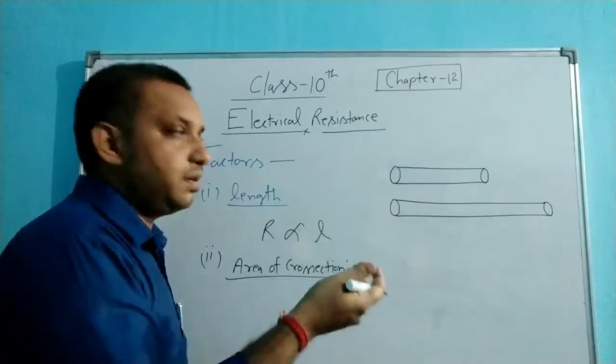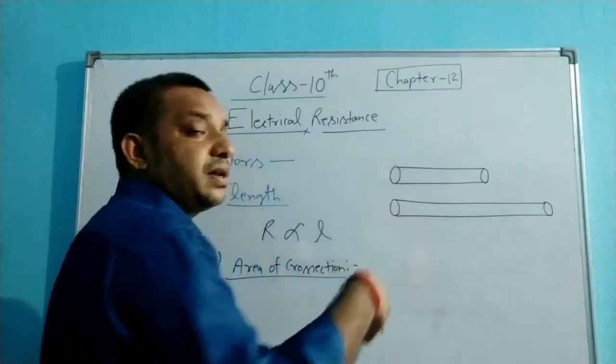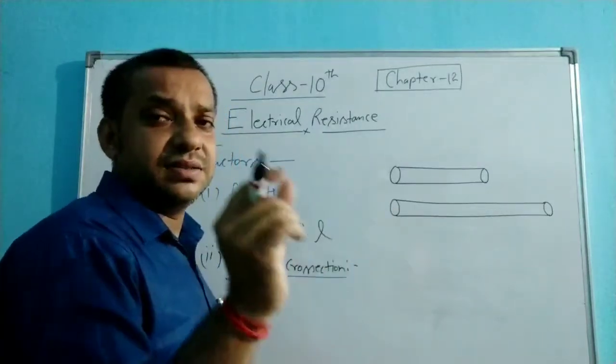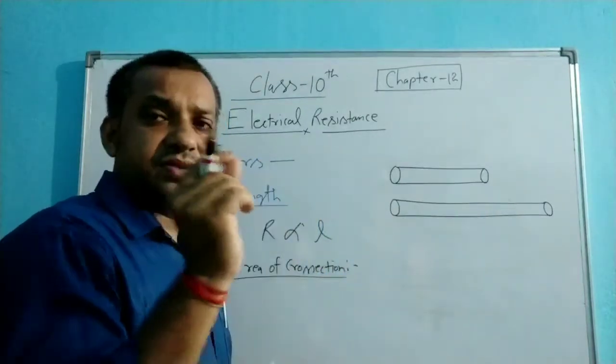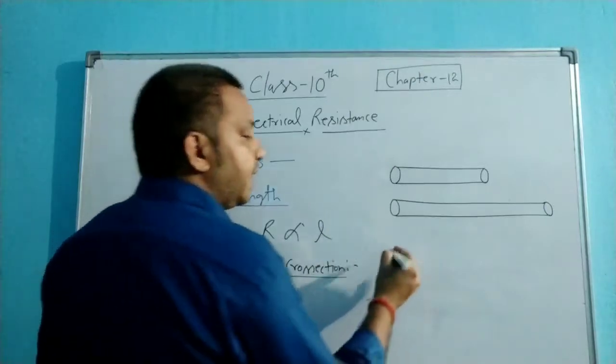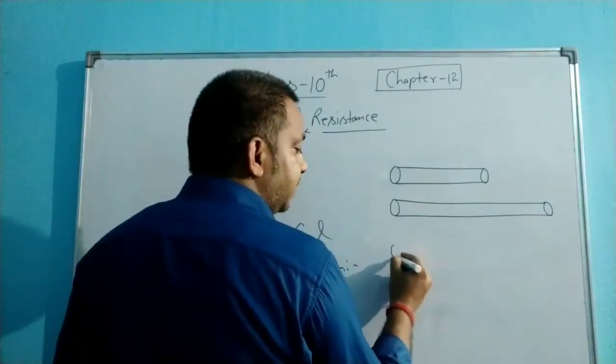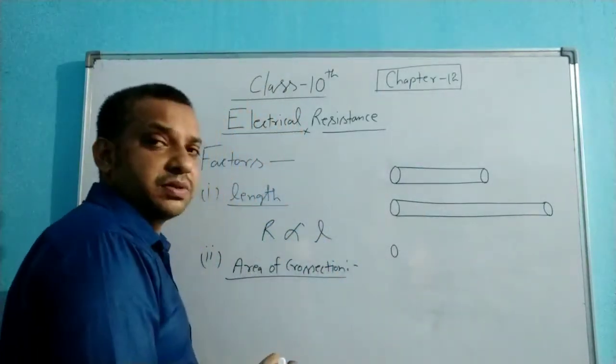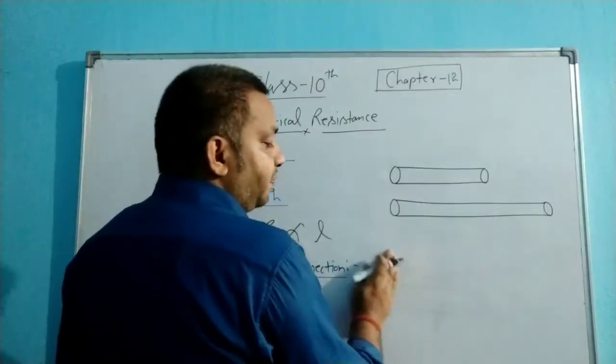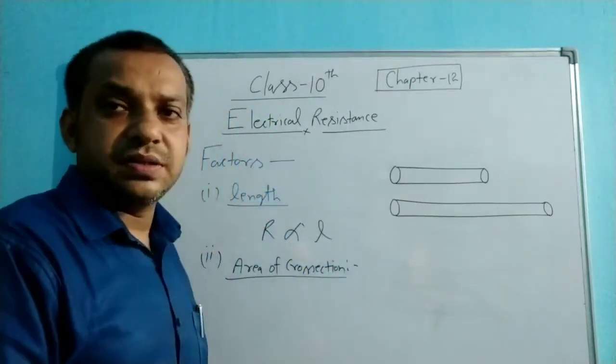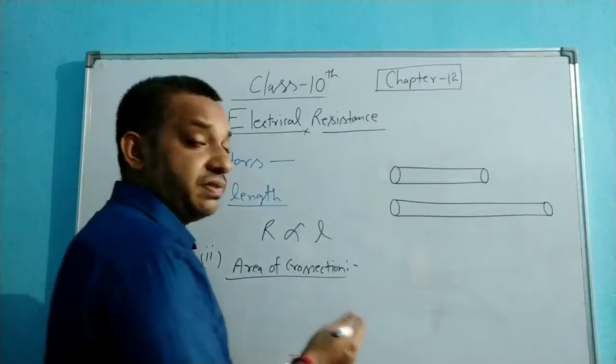And how can you find the area of cross section? Simple. Cut this wire with a very sharp knife. In that case, suppose you cut this one, you will get it like this. So this is your area of cross section. So if we have two types of conductors such that the area of cross section is different, but the length is the same.